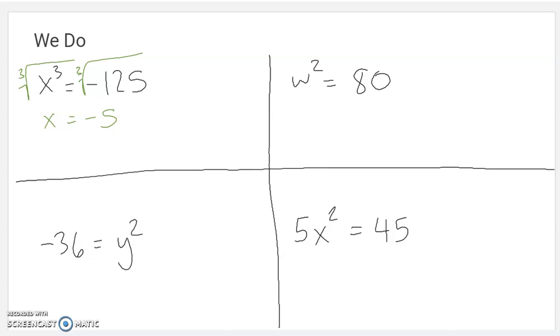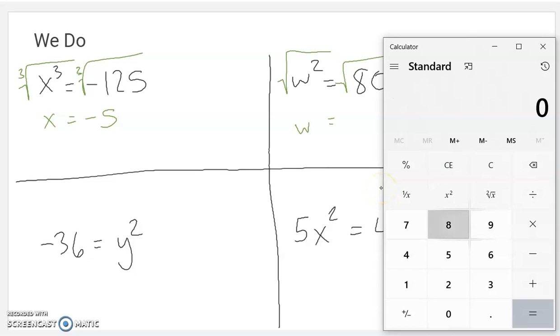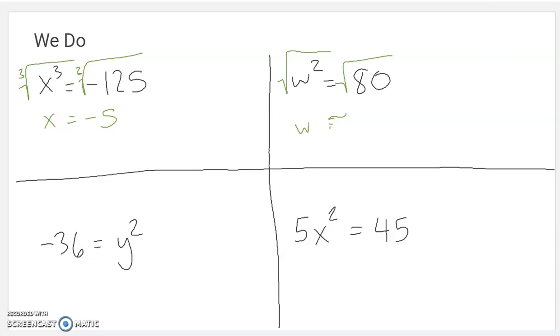Same thing here. If w squared equals 80, the square root is the inverse operation. If I take the square root of w squared, that just gives me the w. Inverse operation. Square root of 80, I do not know. It's going to be a messy one. It's a little less than 9. Oh, because 81 would have been 9. So 80 is a teeny bit less. 8.94. I'll do squiggly about 8.944.